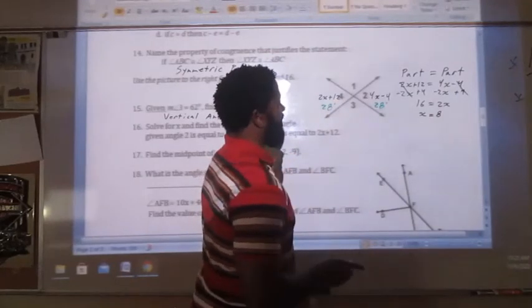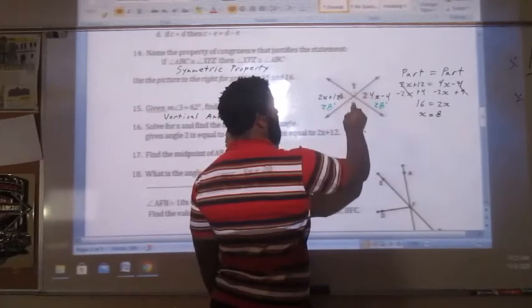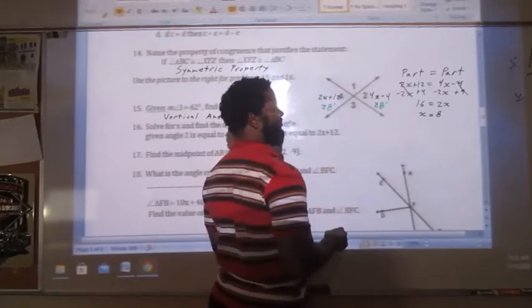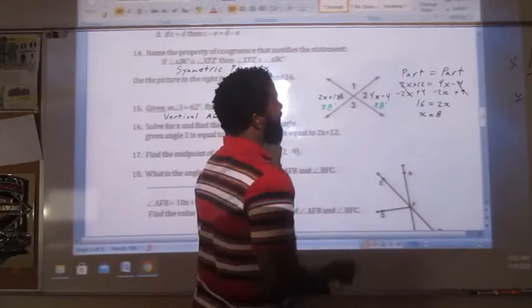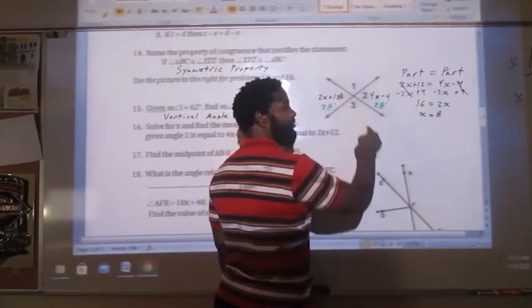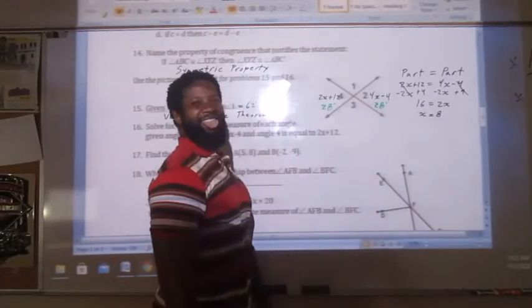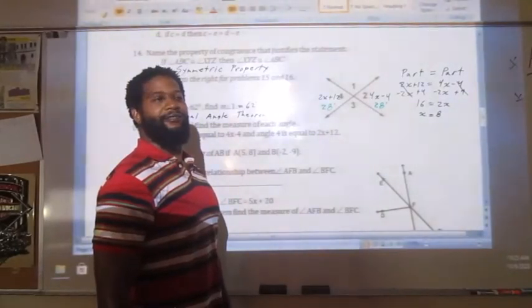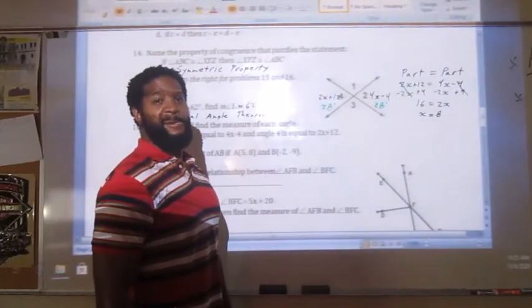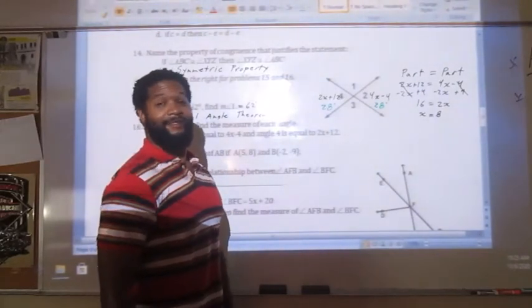Okay? And so, if both of these are 28 degrees, what is 1 and 3? 62? Oh, y'all are making them into 90, right? But these are a straight line. What is a straight line? 180. So what's 180 minus 28? 162? 152? It's 152. We're trying to get to 180, right?